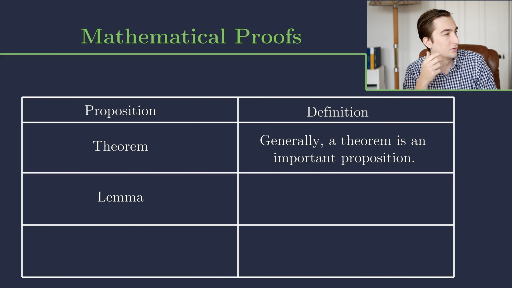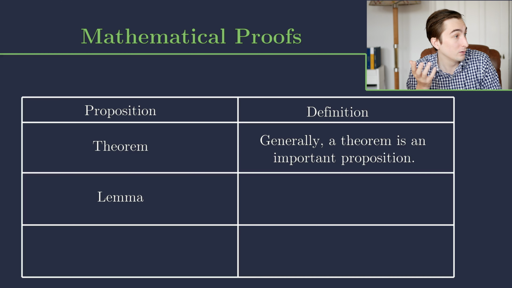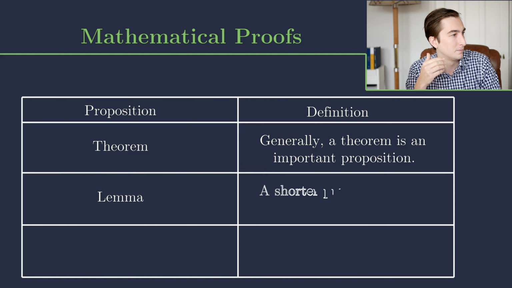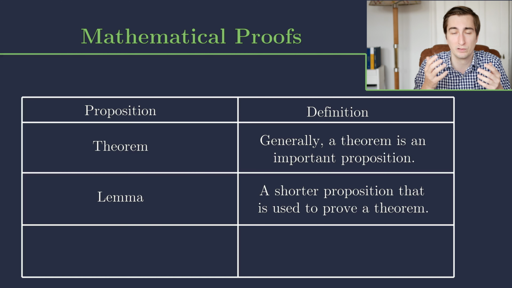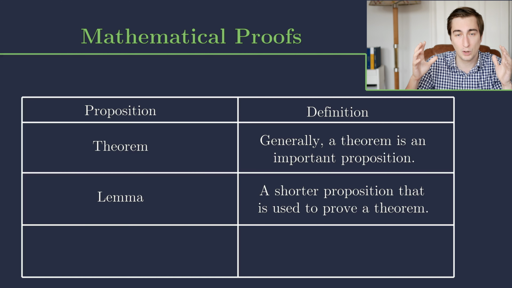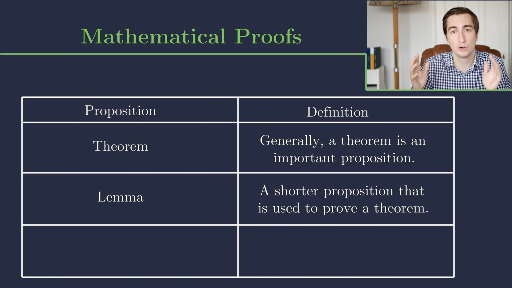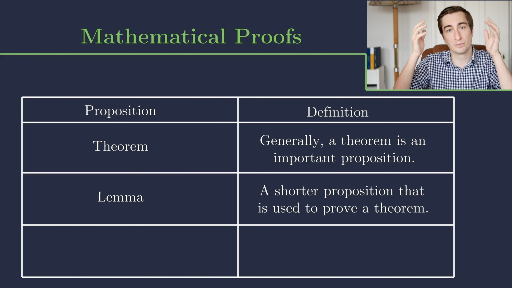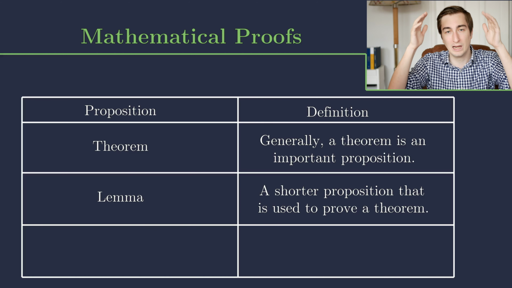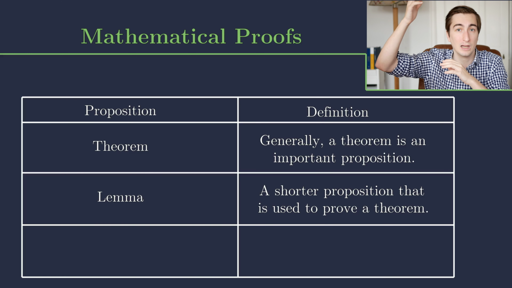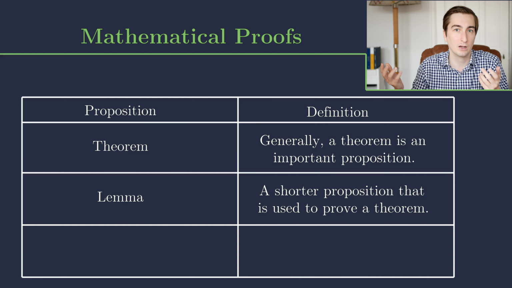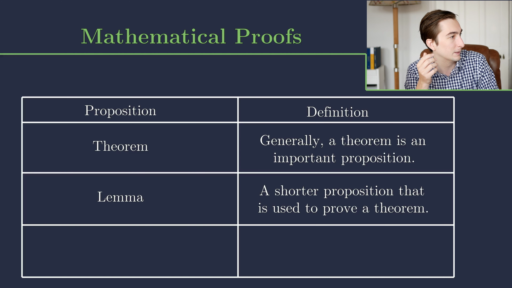The other word that you might see floating around is the word lemma. Again, just to reiterate, all of these are propositions on the left. They're just different grades of propositions that we rank in maths. Now a lemma is simply a shorter proposition that is normally used to prove a theorem. You might have a really complicated theorem that requires a really long proof, and in order to prove it, you prove maybe four lemmas beforehand, and then in the proof of the theorem you can say, oh, by the previous four lemmas it follows that the theorem holds. That's what I'm referring to here.